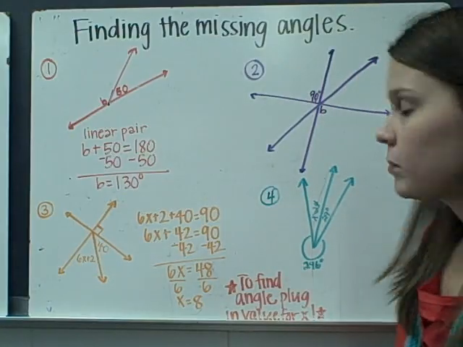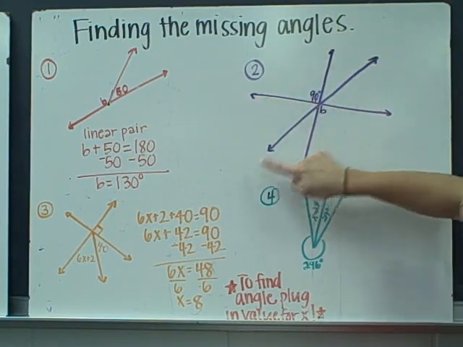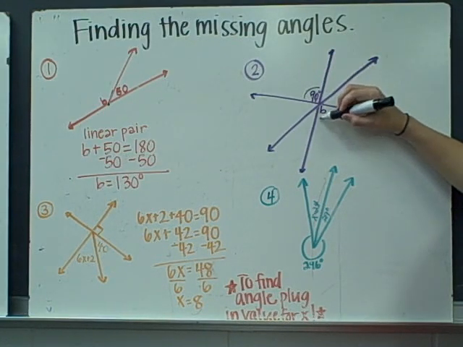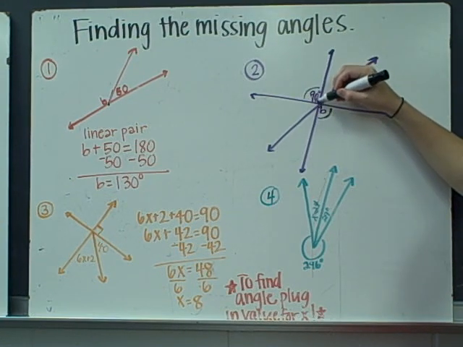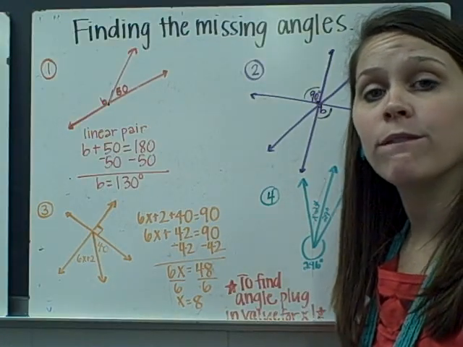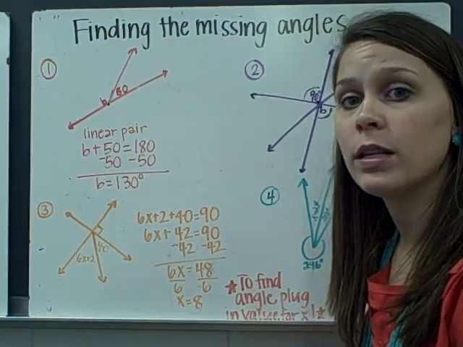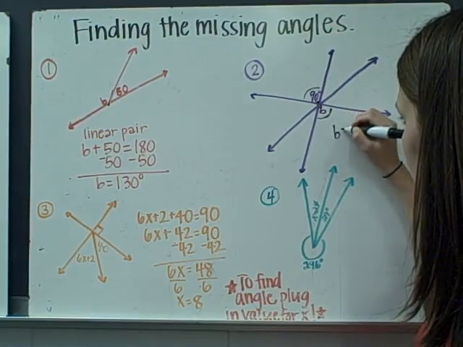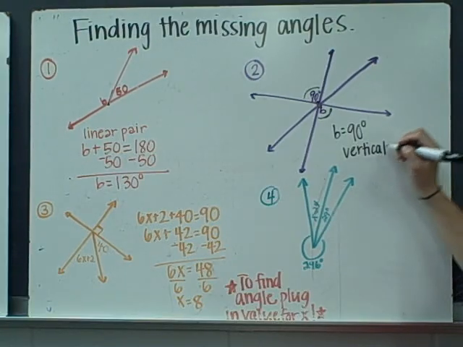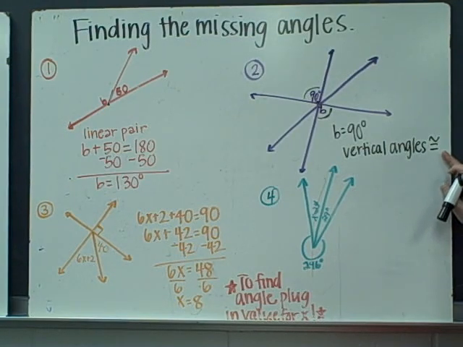So let's look at number 2. We've got an angle that's 90 degrees, and we have angle B, and we have all of these lines crossing each other. We should notice that this angle of 90 and this angle of B are opposite of each other when two lines cross. Opposite angles when two lines cross are vertical angles, and the definition is that all vertical angles are congruent. So if this angle is 90, then B should also be 90 degrees because they are vertical angles, and vertical angles are congruent. And this is your sign for congruent.